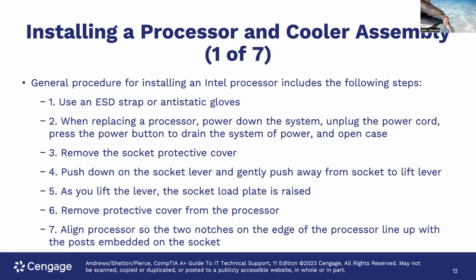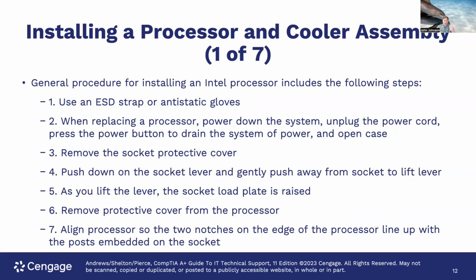The general procedure for installing an Intel processor includes the following steps. Use an ESD, the electrostatic discharge, I forget what the D is, but it's for getting rid of the electrostatic charge that you may carry. So you'll ground yourself on the chassis of the system, or you can wear anti-static gloves. When replacing a processor, power down your system, unplug the power cord, press the power button to drain the system of power. This should be pretty familiar to you by now. And then after all that, you open up the case.